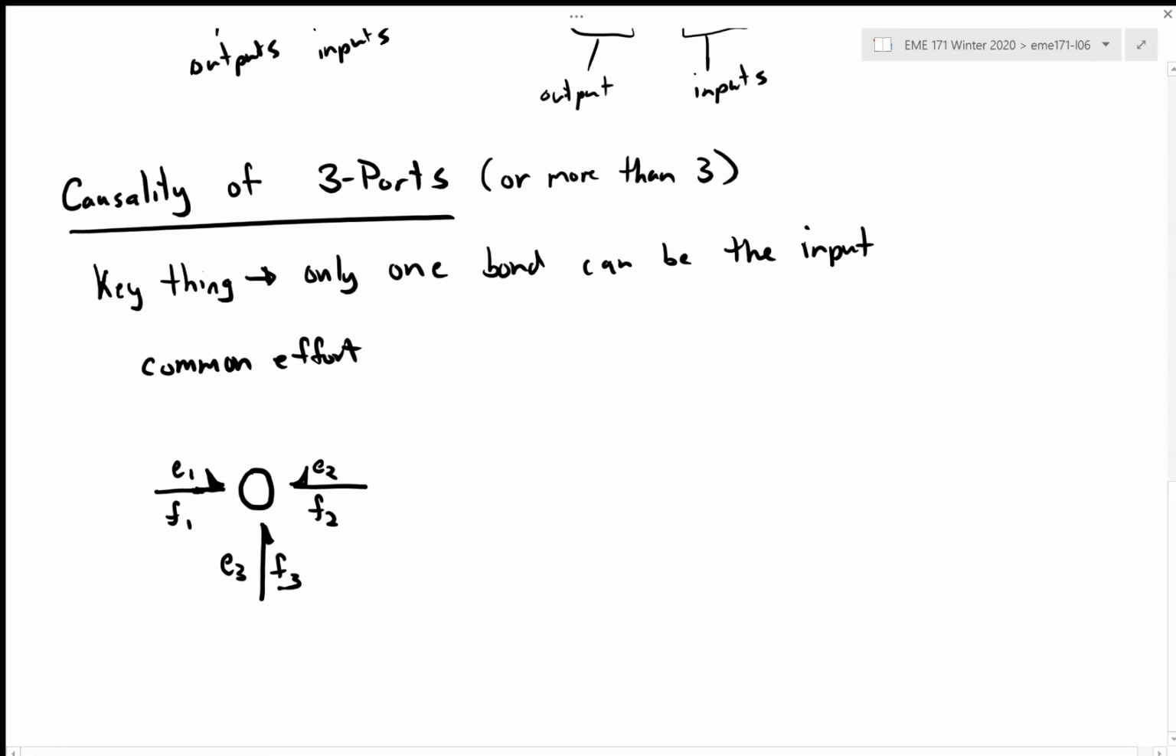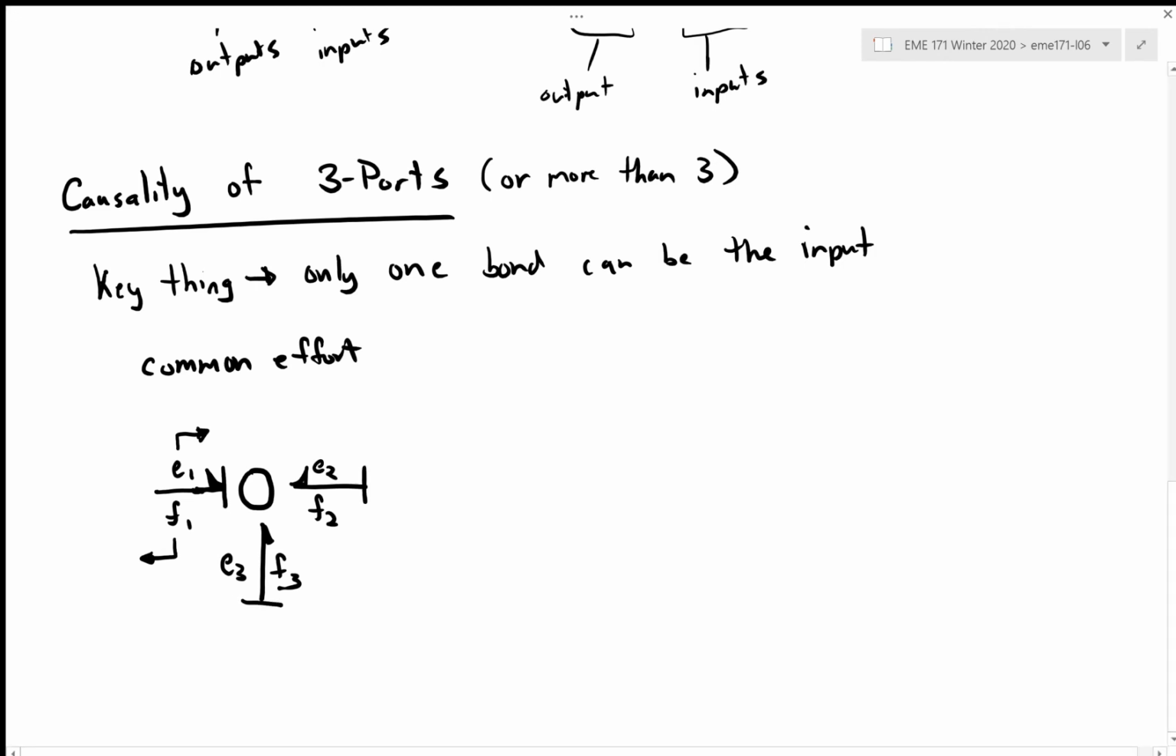Now, for the common effort, when I say only one bond can be the input, for the effort, only the effort on one bond can be the input. That's a better way to say that. And then for the flow, it'll be opposite. Only one flow can be the input to that particular port. So for example, if I say that effort 1 is the input to this port, that means that none of the other bonds can have a causal stroke adjacent to the 0. They all have to then be on the outside.